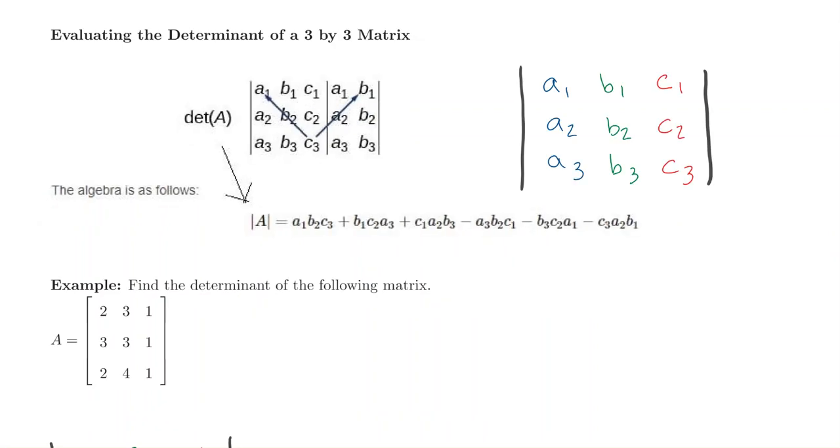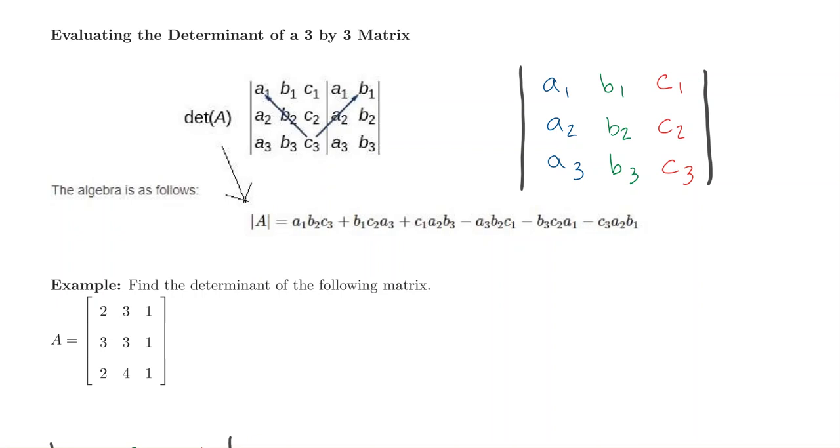In this lesson, we're going to look at how to find the determinant of a 3 by 3 matrix. Suppose we start with the 3 by 3 matrix, first row A1, B1, C1, second row A2, B2, C2, third row A3, B3, C3. In order to find the determinant of this matrix, it's going to be very helpful to do just a little work off to the side, so we're kind of manipulating how it looks.